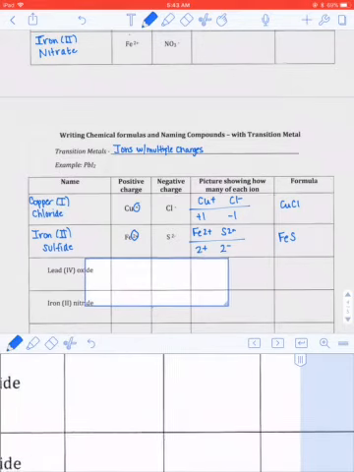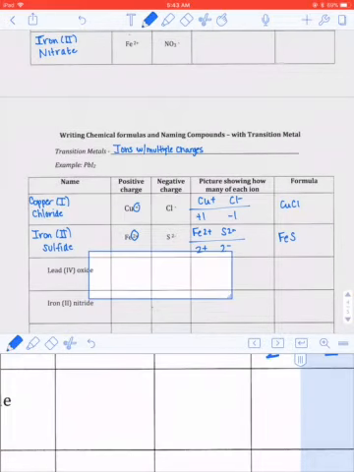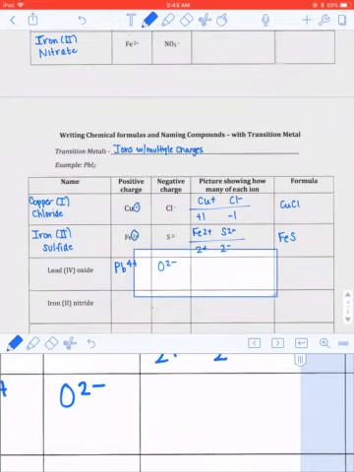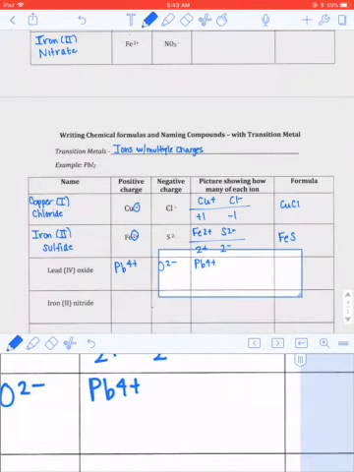Lead 4 oxide. So IV means 4, so that means you've got Pb 4 plus, and you've got O 2 minus, so Pb 4 plus, that was a really crazy one, O 2 minus, so we've got 4 and 2, so we need another O.